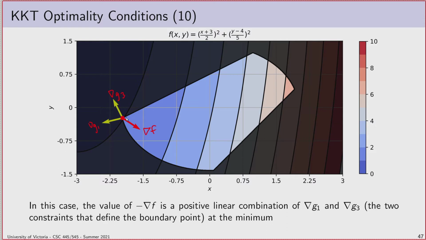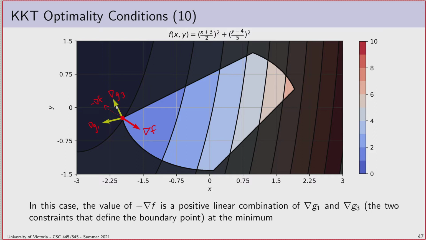I want to observe the following thing. The gradient of f is no longer diametrically opposite to either of these two things. But if I look at the negative gradient of f, so I go out this way, this would be negative grad f, notice how it is sort of a positive linear combination of the two. It lies between them. That's a big deal, and that's as close as I'm going to come to describing the KKT conditions in this lecture. The KKT conditions tell us that a point is the minimum if the negative gradient of f lies somewhere between the gradients of all the constraints at that boundary point.